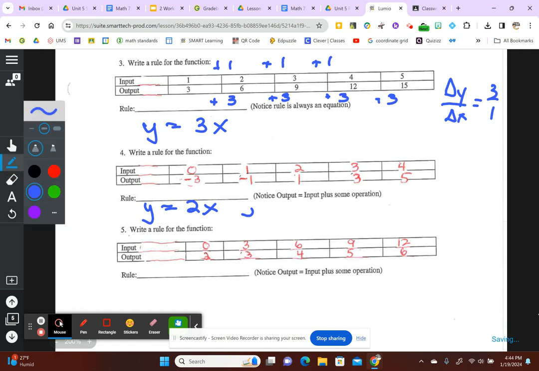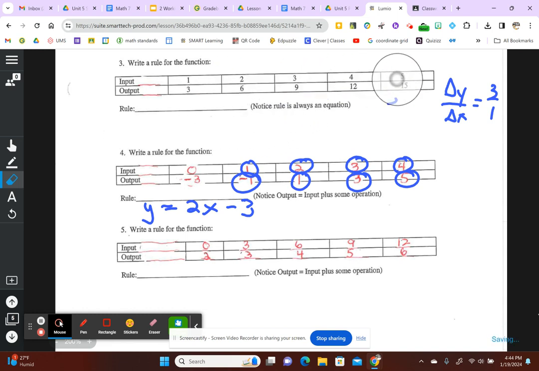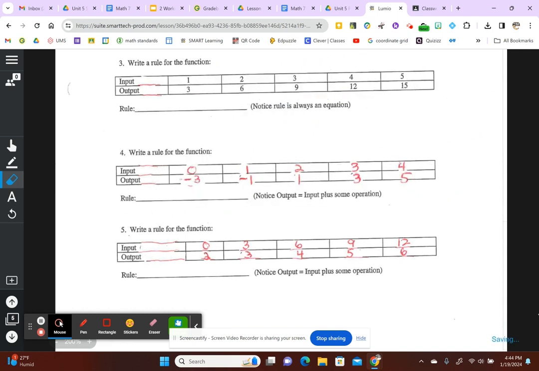So if x is 1, 2 times 1 is 2 minus 3 is negative 1. That works. 2 times 2 is 4 minus 3 is 1. 2 times 3 is 6 minus 3 is 3. And 2 times 4 is 8 minus 3 is 5. So that worked. Okay. So now I'm going to look at the last one.